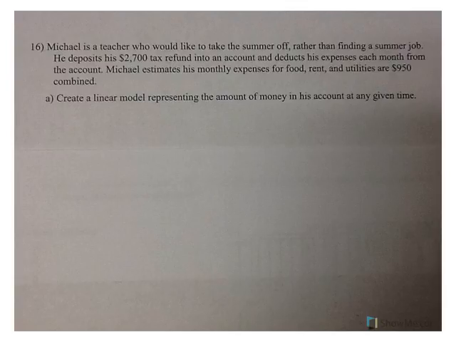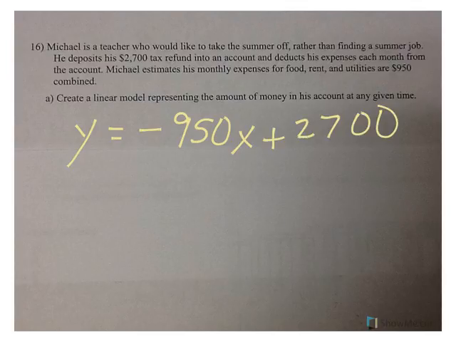All right, so the way I see this, Y is the amount left in his account. He spends $950 a month. So X is the number of months, and 950 is the money going out. That's why it's negative, right? His account's going down by $950 every month, but he starts with a positive $2,700.